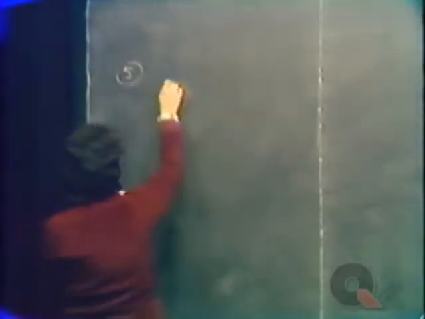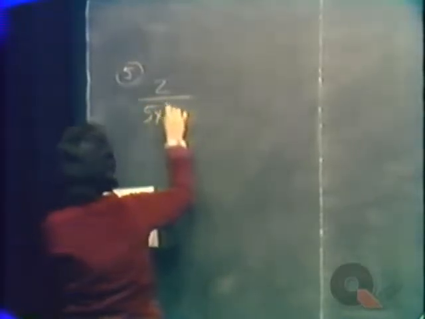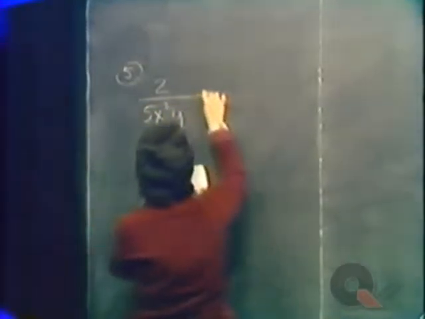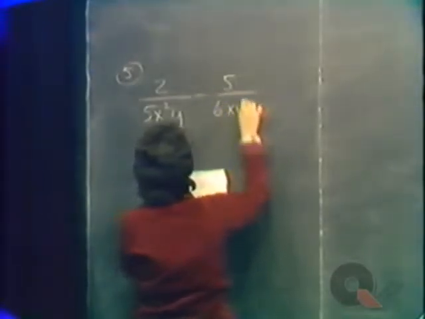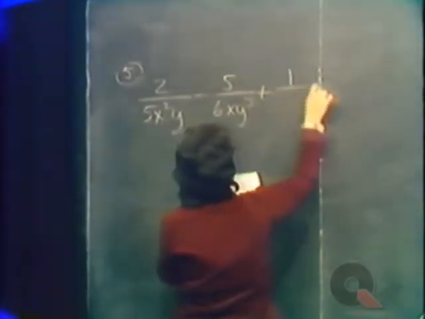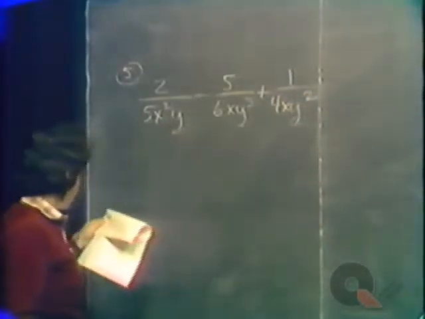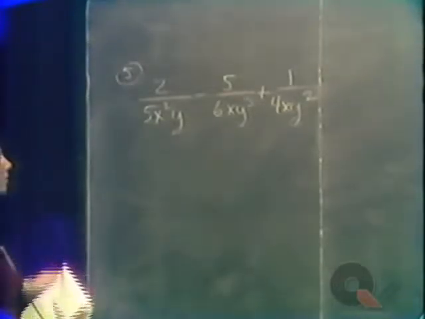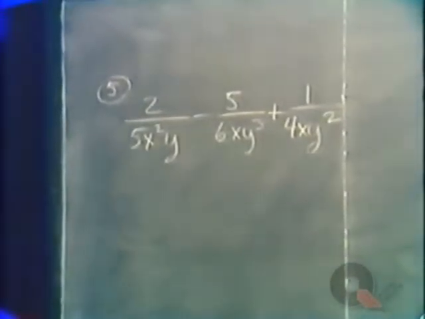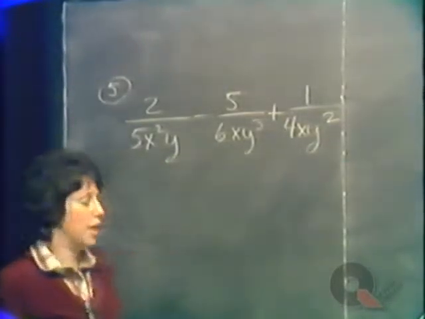Okay, in our next example, we also want to add and subtract fractions. However, this time, we are not that lucky in that the denominators are not all the same to start off with. Two over 5x squared y minus 5 over 6xy cubed plus 1 over 4xy squared. In the last problem, they all had the same denominator, so we simply combine the numerators over the common denominator.